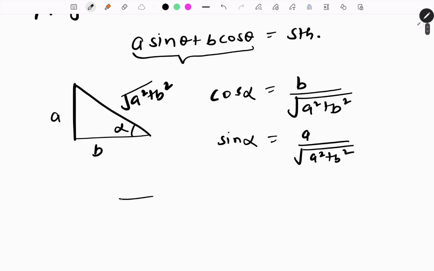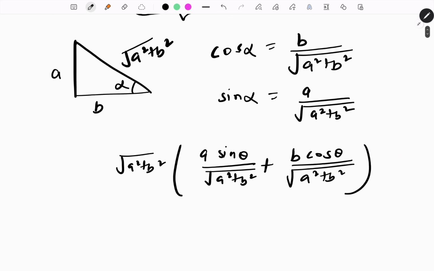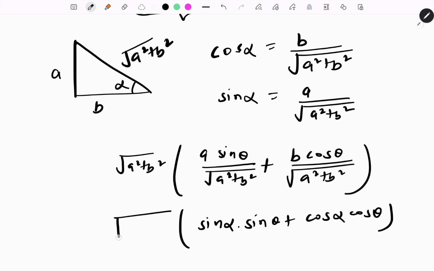So what we can do is divide by root a square plus b square and multiply simultaneously. The expression remains intact. And the key is to notice here that a over root a square plus b square is the sine of some angle alpha, and b over root a square plus b square is cos of some angle alpha, and we have this root a square plus b square.